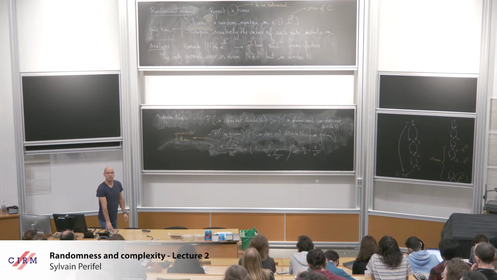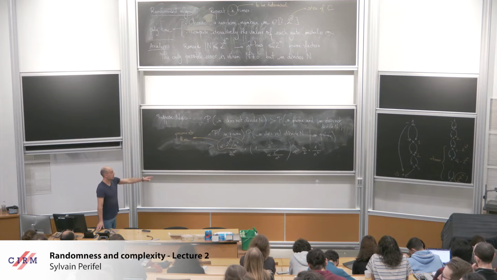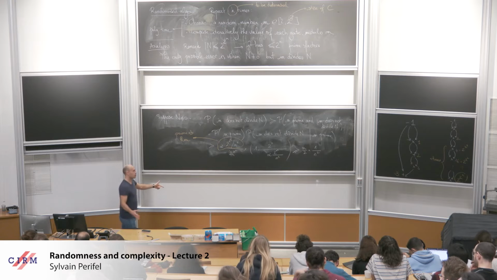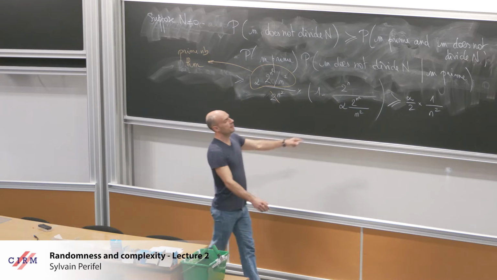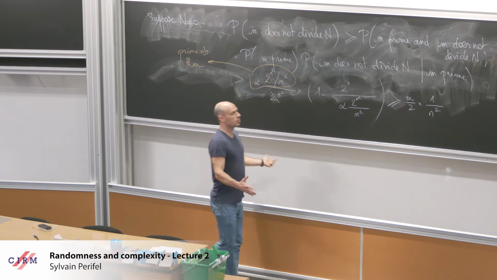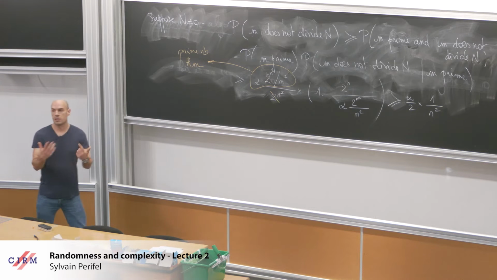This is not a lot. Suppose n is the size of the circuit, the number of gates. Suppose you have circuits of size 100. The probability of success is 1 divided by 10,000. This is not a lot. What can we do to improve this probability of success?